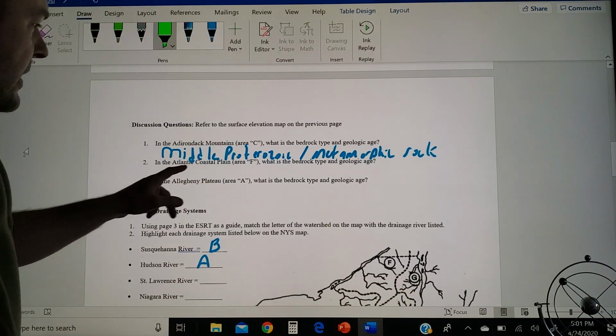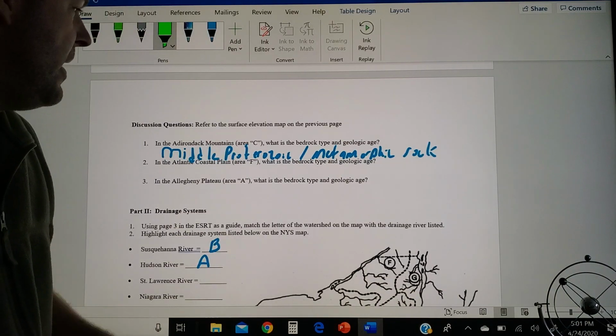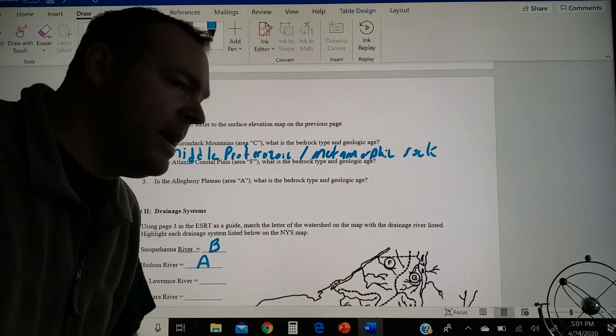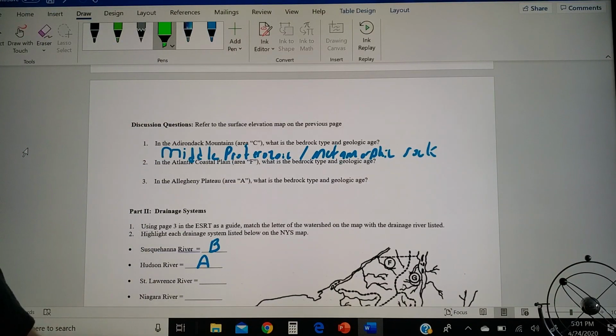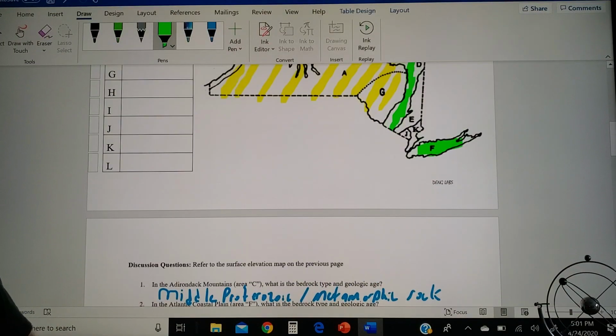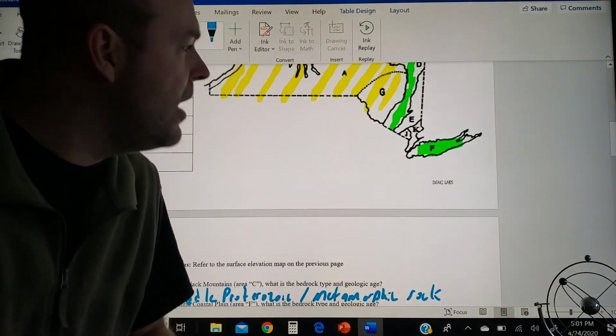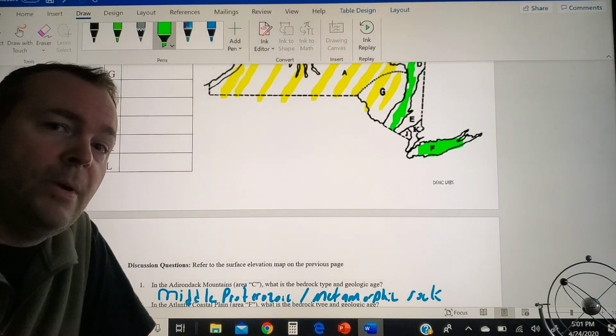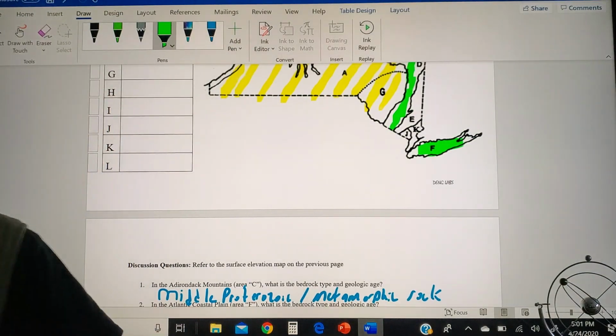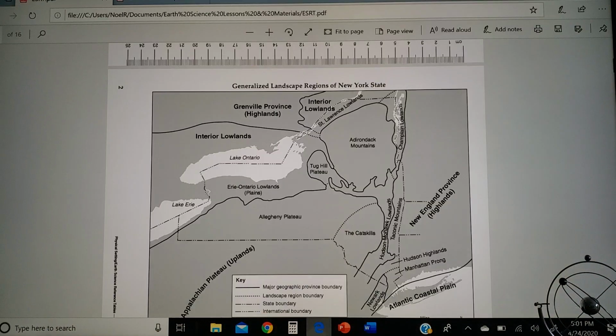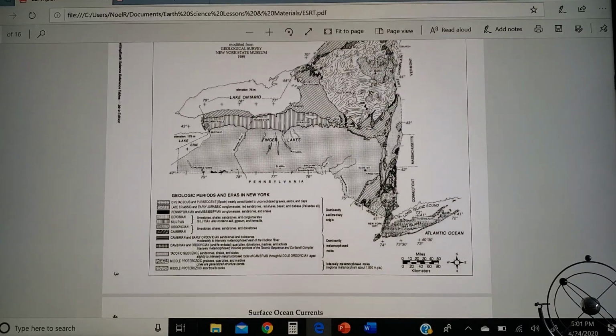The second one says, in the Atlantic Coastal Plain, Area F, what is the bedrock type and age? So if I scroll down, Area F is over here. It wants to know what the bedrock type and age is. So what chart do I have to go to? Well, I got to go back to the reference table chart where it has that information, which is right here.